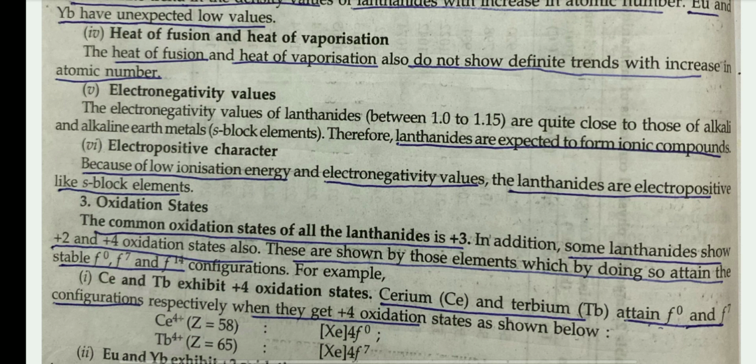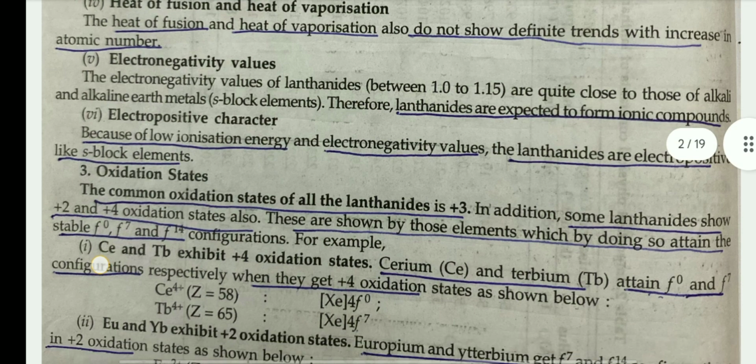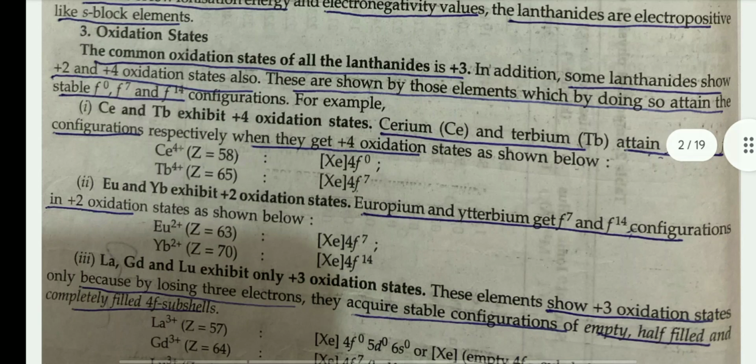Electronegativity values. The electronegativity values of lanthanoids are quite close to those of alkali and alkaline earth metals. Therefore, lanthanoids are expected to form ionic compounds. Electropositive character. Because of low ionization energy and electronegativity value, the lanthanoids are electropositive like s block elements. Oxidation state. The common oxidation state of all lanthanoids is +3. In addition, some lanthanoids show +2 and +4 oxidation states. Also, these are shown by those elements which by doing so attain the stable f0, f7 and f14 configurations.